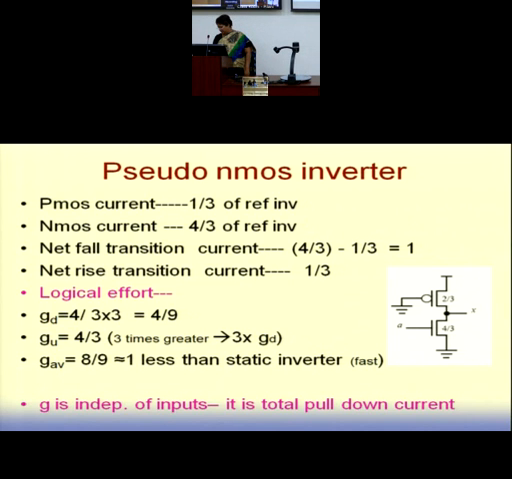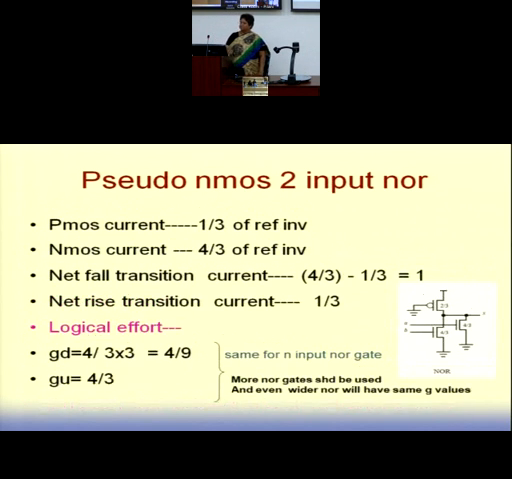Can you get the expression for, say, a 2 input NOR gate? Do you justify these values that I am getting, G down and G up? Any one path you can take. It is the same as an inverter.